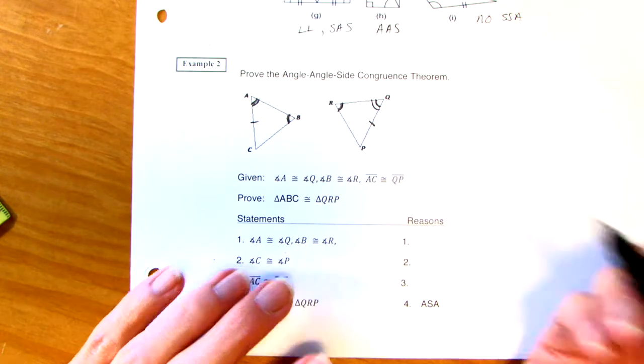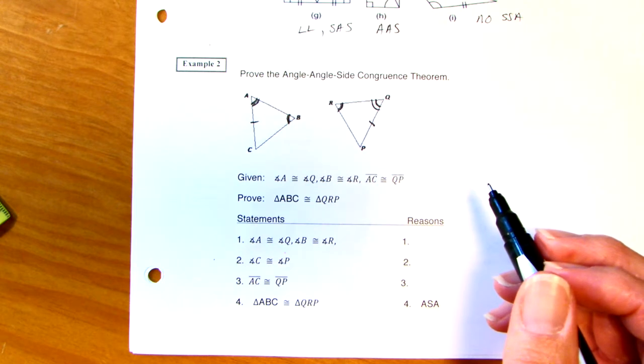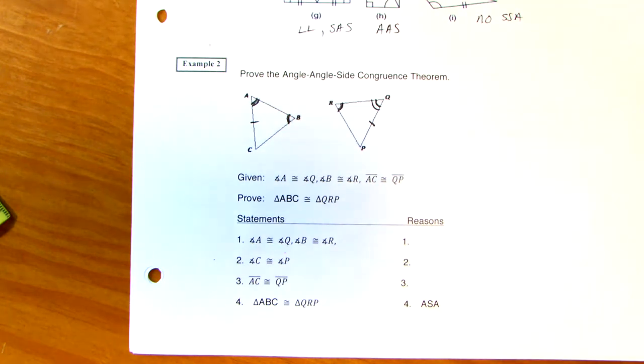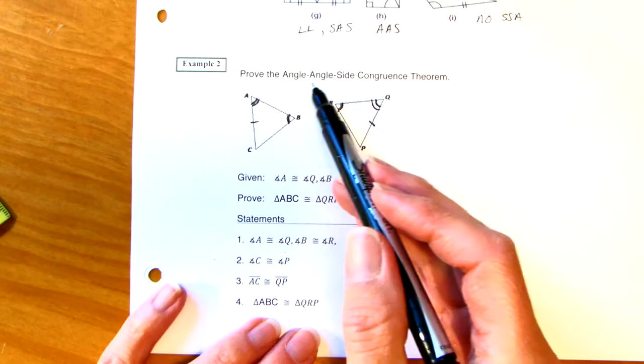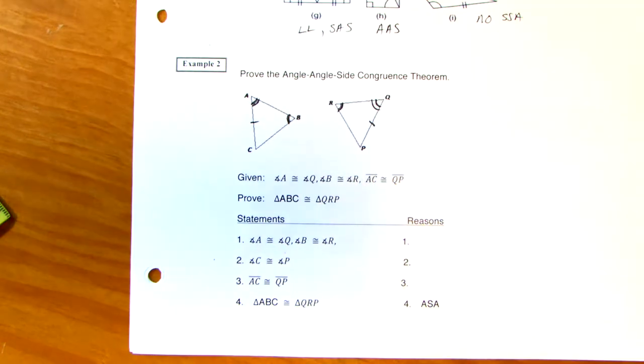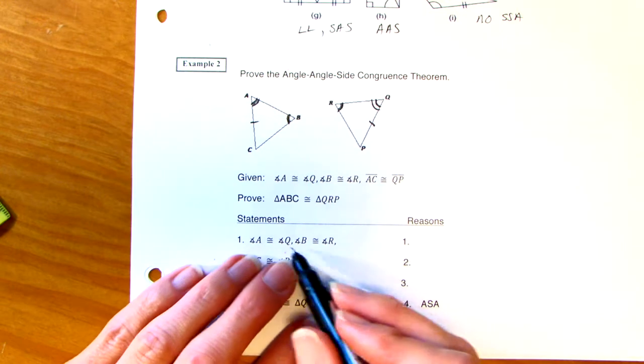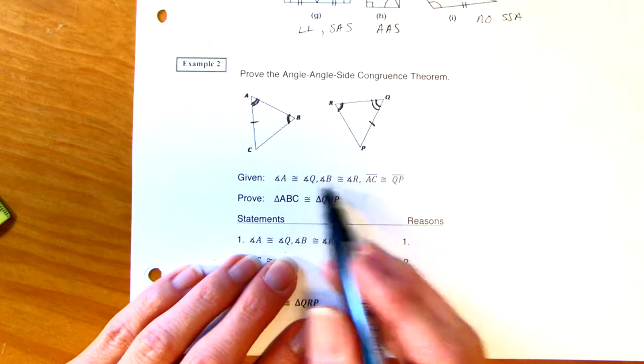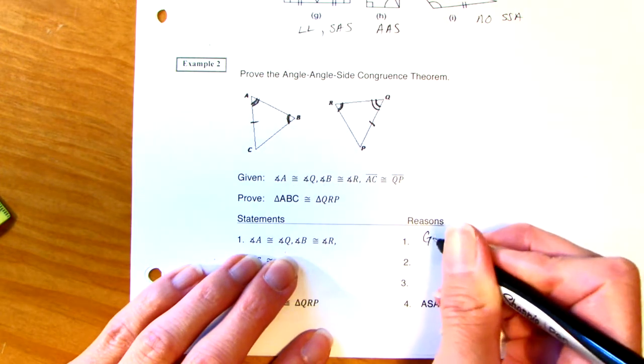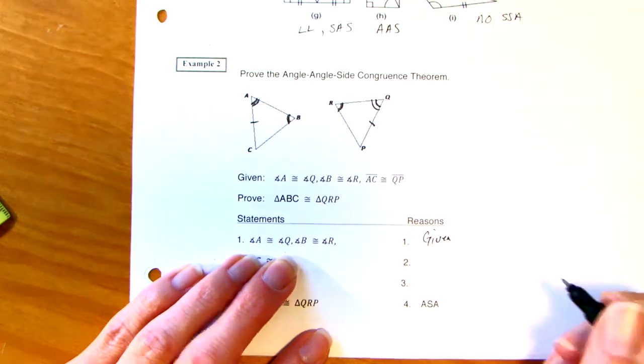Well, I have angle, angle, side there. I guess you're kind of done. But we can't use angle, angle, side until we prove it. So we have to use old stuff for it. So you ready? Here we go. I'm writing down these two for my given. We'll get back to that.